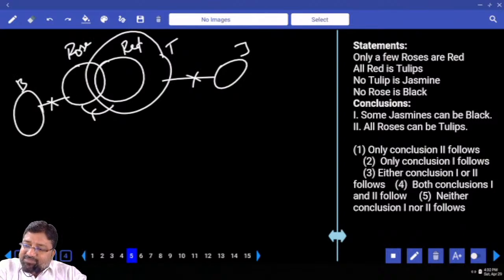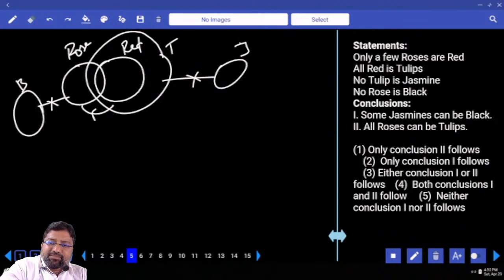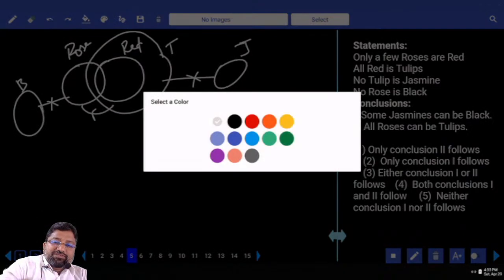First, some jasmines can be black. Can jasmine go and touch black? Yes. No problem at all. Can be. All roses can be tulip. Can I bring all roses inside tulip? Can I bring all roses into tulip?